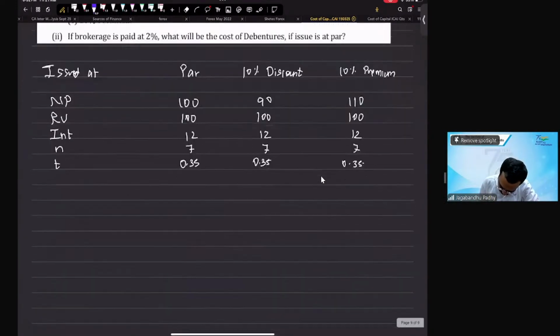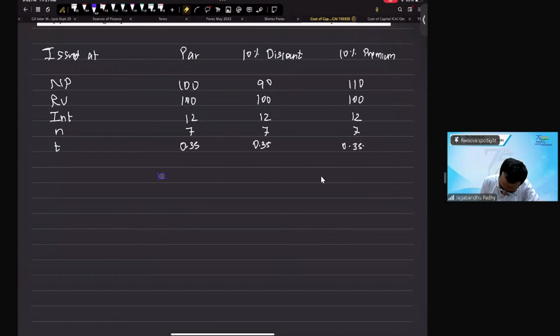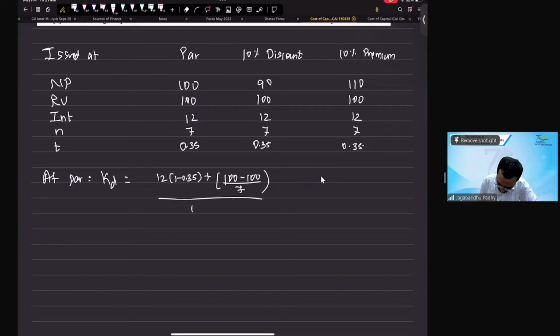So first case, interest is 12. 12 into 1 minus 0.35 plus, we're looking at the at par case. At par, cost of debt is 12 into 1 minus 0.35 plus redemption value is 100 minus net proceeds is 100 divided by 7, upon 100 plus 100 divided by 2. So how much is the answer for the first case? The answer is 12 into 0.65, which is 7.8%.